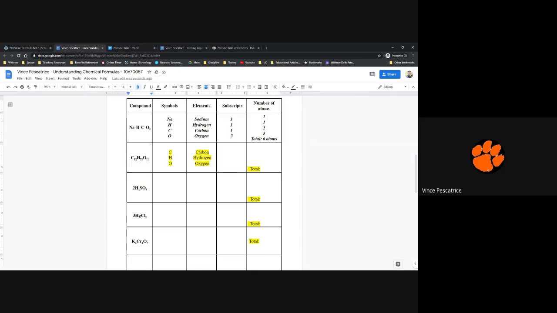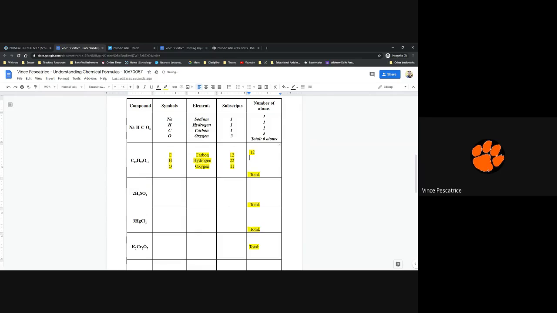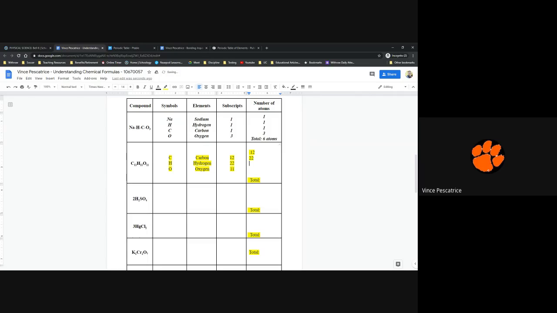So if you look, I'm looking for the subscript. The subscript for carbon is the number that follows the C. So there should be 12. The number that follows H is 22. And the number that follows O is 11. So you can add these up and do the total. So I do 12 plus 22 plus 11. All right, now add these up, I get 45.